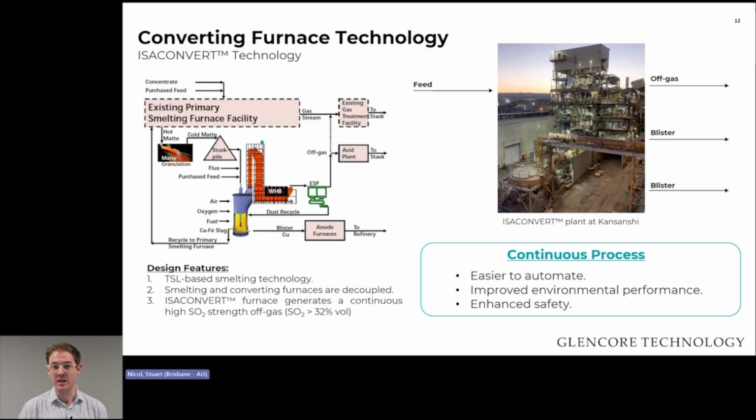It also has enhanced safety. There are fewer challenges in the converter aisle areas. You've got fewer movements of ladles, and it simplifies the material handling there. It also has a higher strength SO2 off-gas stream, which has implications on the sizing and design of your gas cleaning plant and downstream systems. It also requires less hooding, so the secondary and tertiary systems are significantly smaller in the Isaconvert furnace, which reduces the amount of off gas sent for treatment and cleaning.